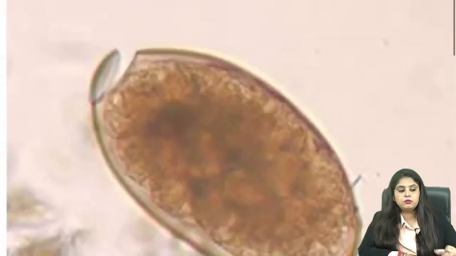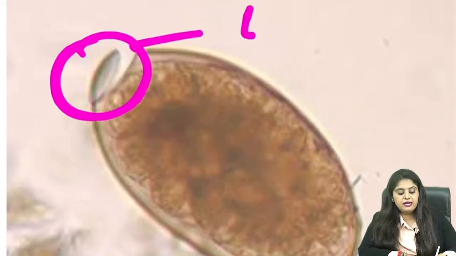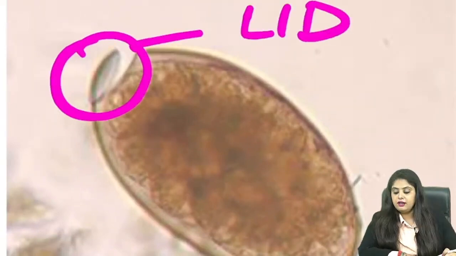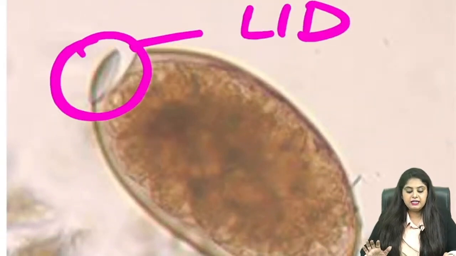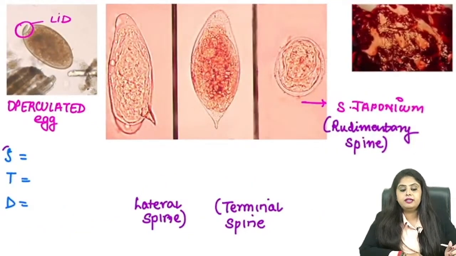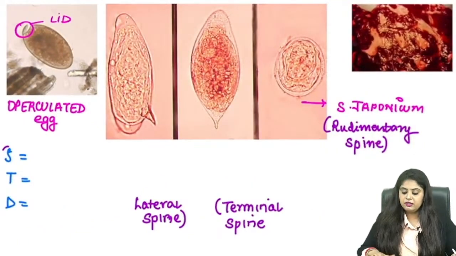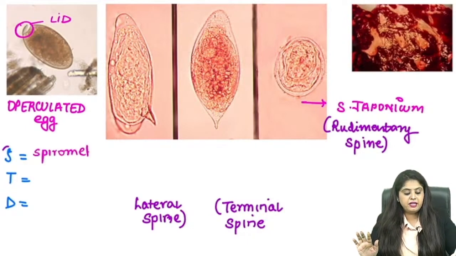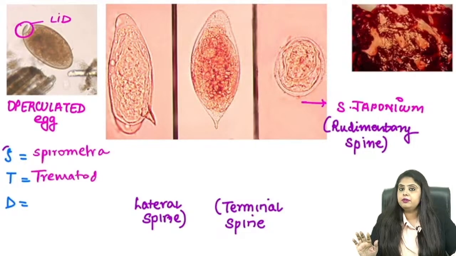Operculated egg का क्या मतलब होता है? It means the egg which has a lid on top of it. एक छोटा सा covering वाला lid होगा, and that lid is said to be the operculated egg. So remember, operculated egg is going to be seen in STD. Yes, S for what? One parasite which is known as Spirometra. T for an entire family called trematodes, and D for Diphyllobothrium latum.